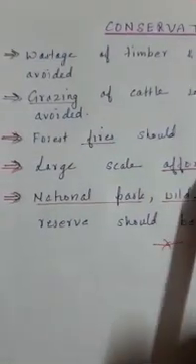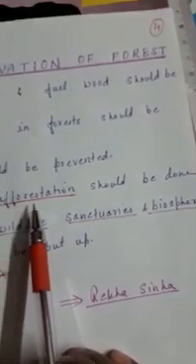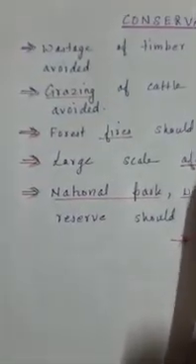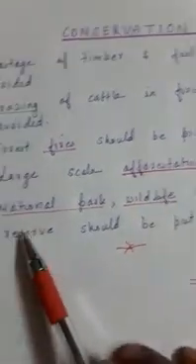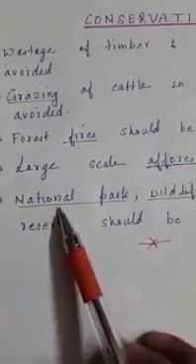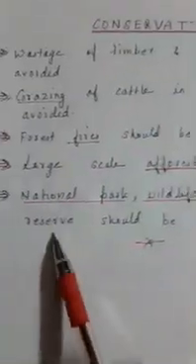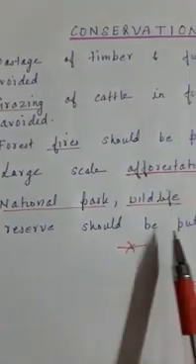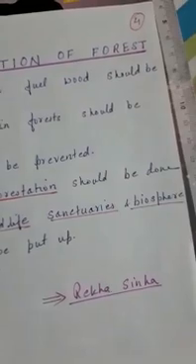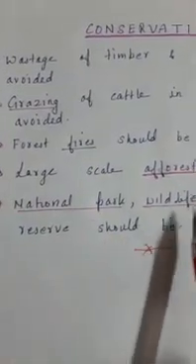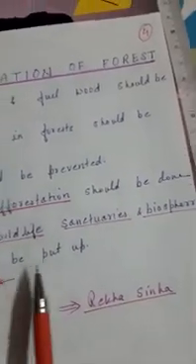Large scale afforestation should be done. Afforestation means planting of trees. We should plant more and more trees. Now, last point is national parks, wildlife sanctuaries and biosphere reserves should be set up. It means our government reserves some park or wildlife sanctuary for protection of animals and also for a forest.